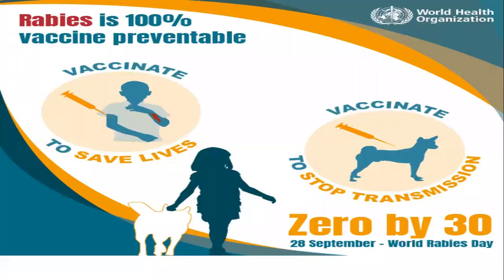WHO's Target Zero is to end rabies by 2030; Zero by 30 is the message. Rabies is a 100% vaccine-preventable disease. September 28th is World Rabies Day.